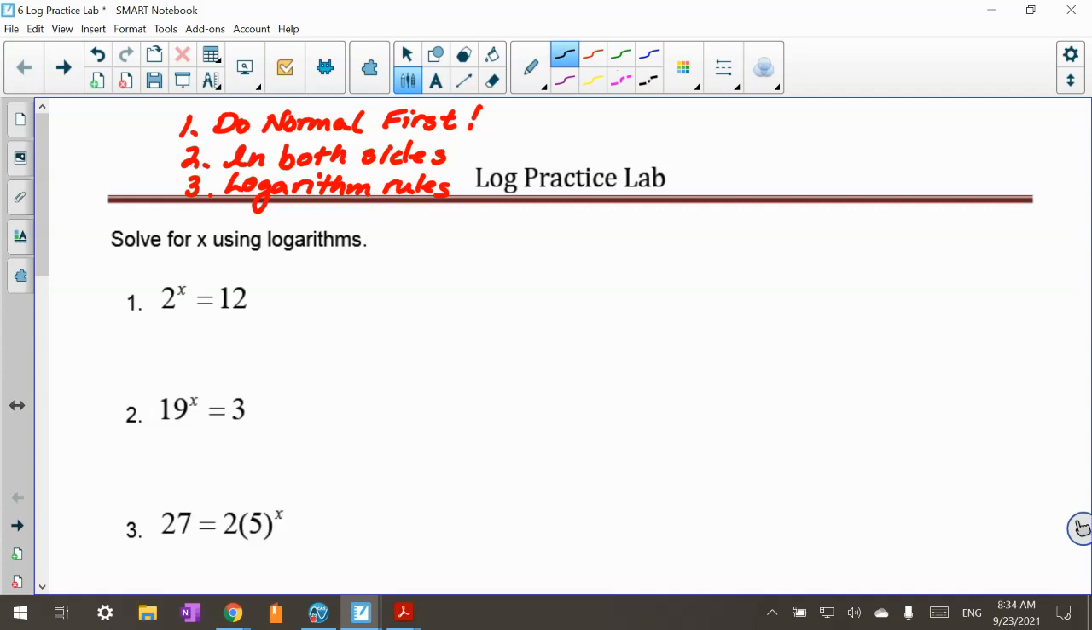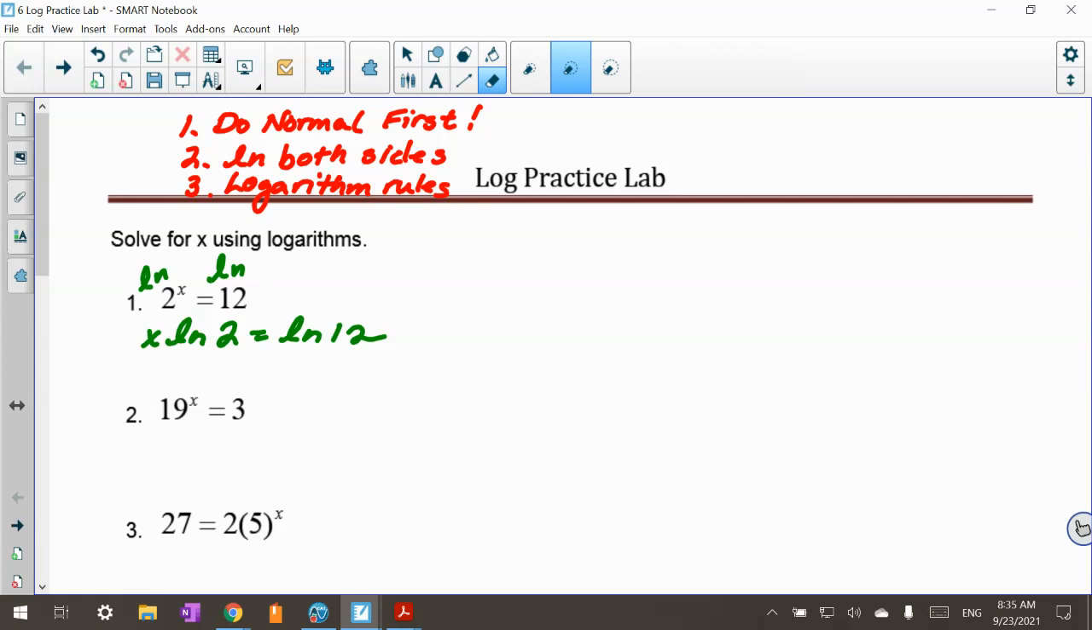All right, so the first one is 2 to the x equals 12. There's really no normal math to do, so the first thing I'm going to do is natural log both sides. So I'm going to natural log this side and this side. When I do that, one of the log rules is I can bring the exponent down. So I'm going to do x natural log of 2 equals a natural log of 12.